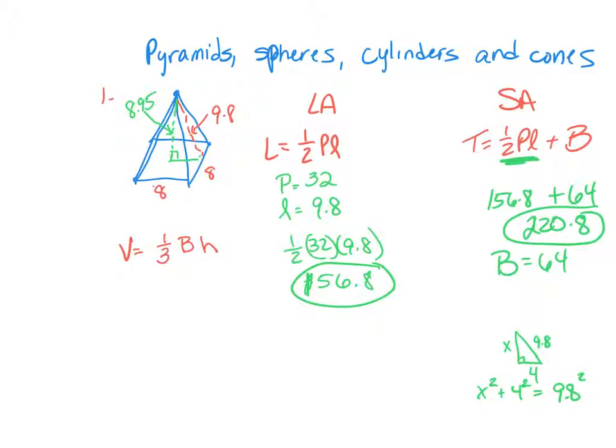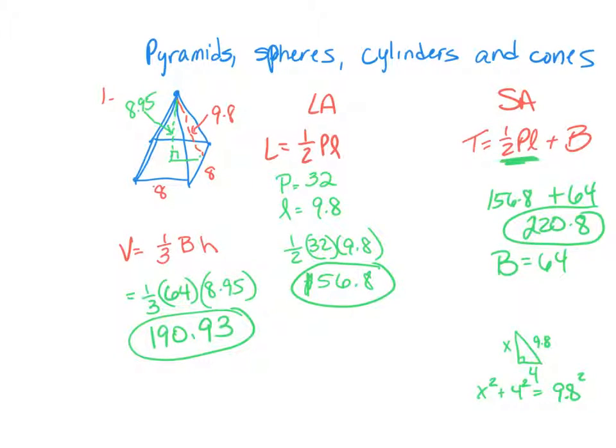And now what we need is the volume. The volume is 1/3 the area of the base, which we found to be 64 already, and the fireman's pole height, which is how high the pyramid is off the ground, 8.95. So when we put that in our calculators, we get 190.93. We have found the volume, we have found the lateral area, and we found the surface area.